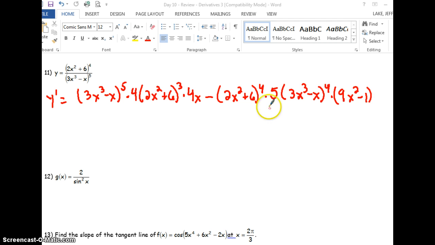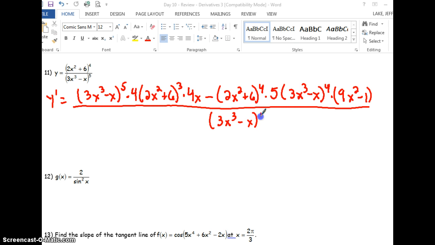Again, to do this bottom piece, the bottom derivative, I'm doing chain rule as well. This is all over the bottom squared, so this is (3x to the third minus x) all to the 10th now when you square that bottom.